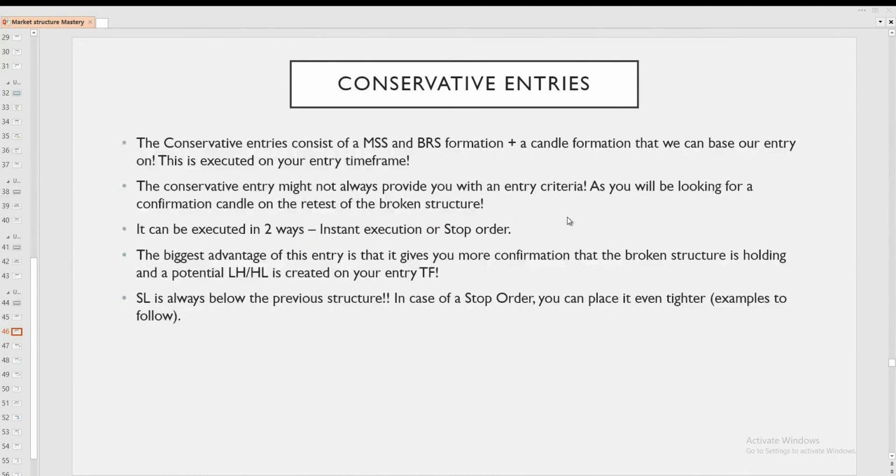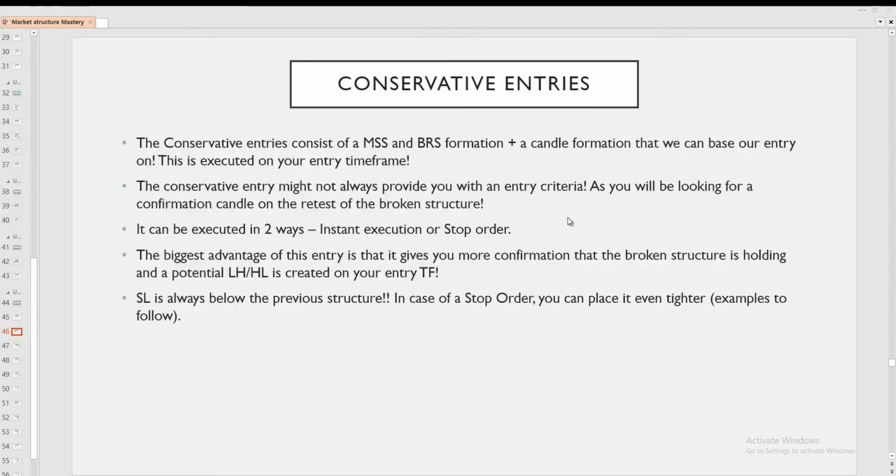You can either use an instant execution after the candle close, or you can use a stop order in order to really ensure that momentum is kicking in. And I'm going to show you examples of that, no worries. The biggest advantage of this entry is that it gives you a little bit more confirmation that the broken structure that we're looking for a retest is holding, and a potential lower high for shorts or a higher low for longs is created, okay, and it's holding on your entry time frame, of course.